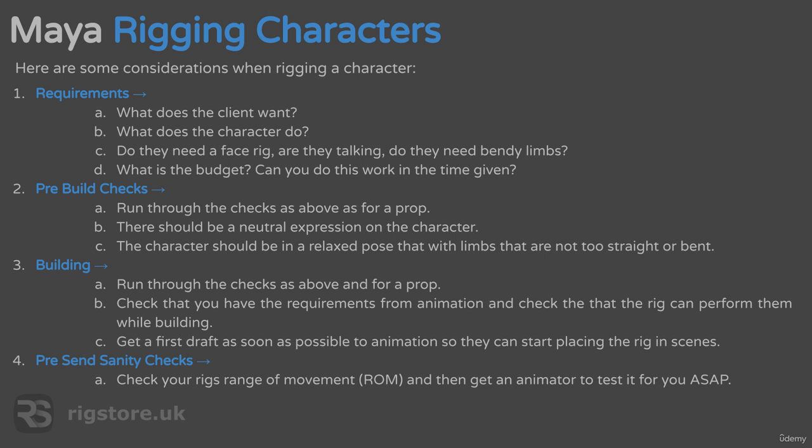So as we've just talked about, check your rig's range of motion, your ROM, and then get an animator to test it for you ASAP. Just as above with props, you need to make sure an animator is always in this step. If an animator hasn't tested your rig and given you feedback, then it's not finished. You should always look at it like this. And then again, just testing your range of motion or having an animation on FK ready to import and push onto your rig, it will always save you time. This will very quickly show you a lot of problems and issues that you might have missed.